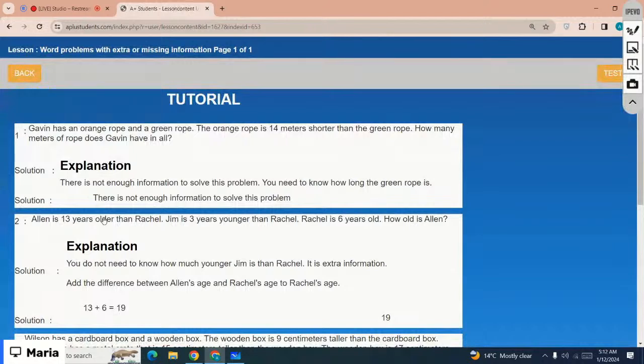Okay, let's start with the first example, right? Gavin has an orange and a green rope. The orange rope is 14 meters shorter than the green rope. How many meters of rope does Gavin have in all? So you are given that the orange rope is 14 meters shorter than the green rope, right? But you're not given the length of any rope, right? If you were given the length of one rope, you could calculate the other one, right? So that means there is not enough information to solve this problem, right?